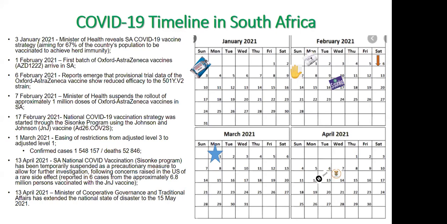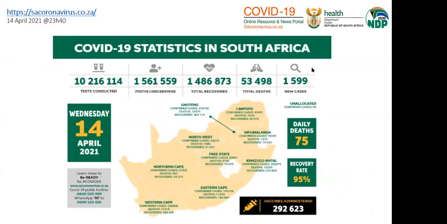So, that's a quick rundown of some of the highlights in the calendar year that has passed, and it's amazing to look back to see what has happened, and how COVID has changed. I've taken the statistics from the South Africa coronavirus website, which is really a great resource to track numbers, etc. And you can see that we've had over 10 million tests conducted. Our positive case load is still sitting above 1.5 million cases. Yes, we've had recoveries, but look at our death rate. We've had 53,498 deaths, and that really is sad.